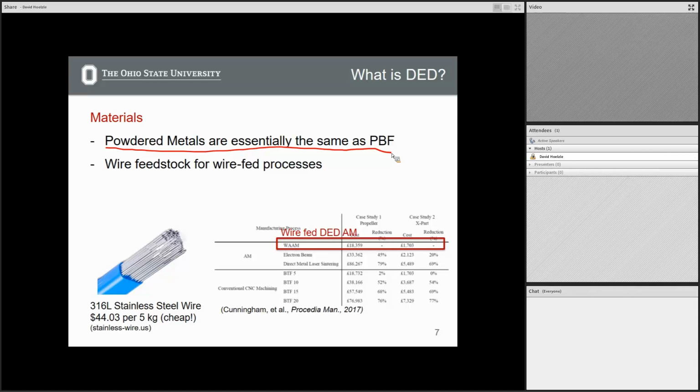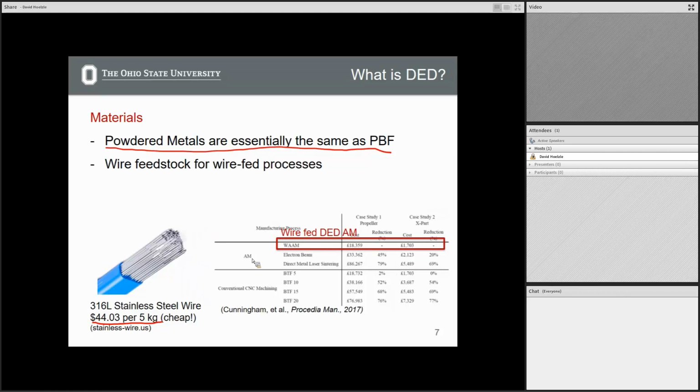With the wire-fed systems, you're using wire. And this is a considerable advantage of these systems because wire is pretty cheap, metal wires, apparently. So powdered metals are pretty expensive. Metal wires are very, very cheap. So here's an example of stainless steel wire, $44 for 5 milligrams, which is not all that expensive. A little bit more expensive than milk, I guess, but it's not much more expensive than milk, right? So it's pretty cheap.